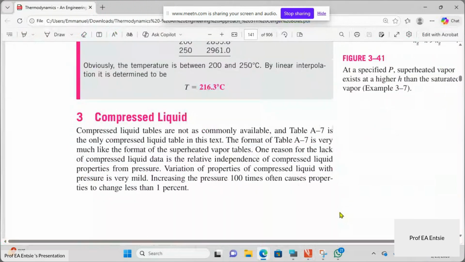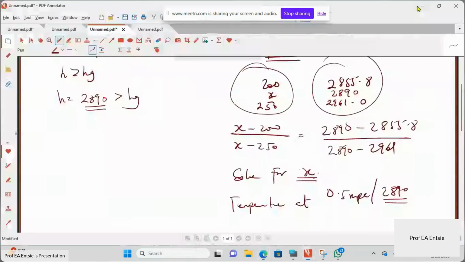So let's look at our next phase, which is the compressed liquid. That will be lecture 15B. So we'll meet there and talk about it. Bye.